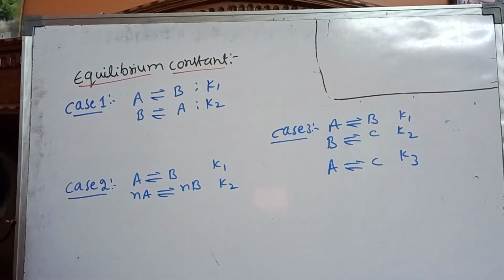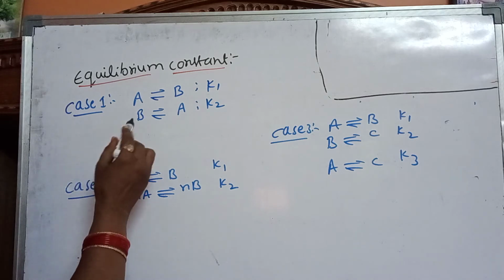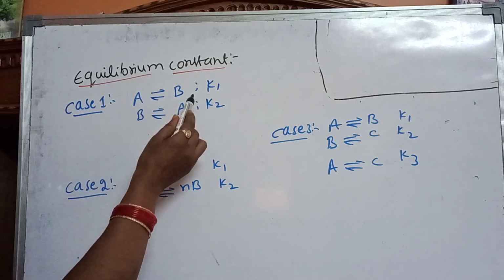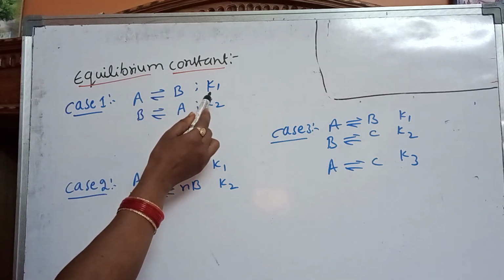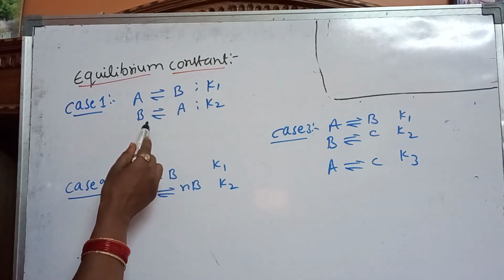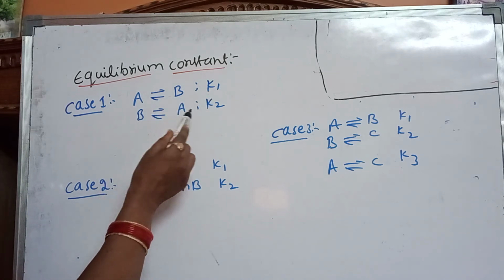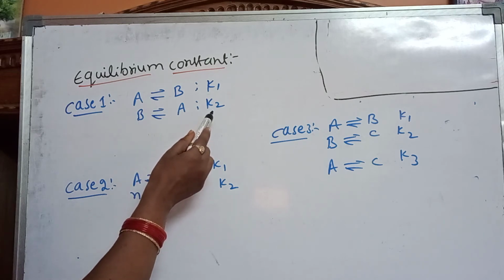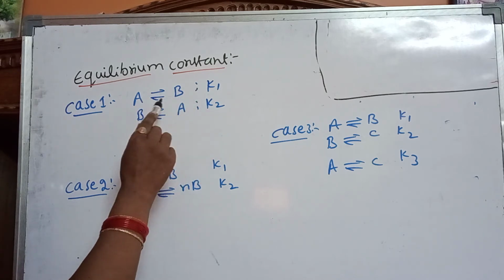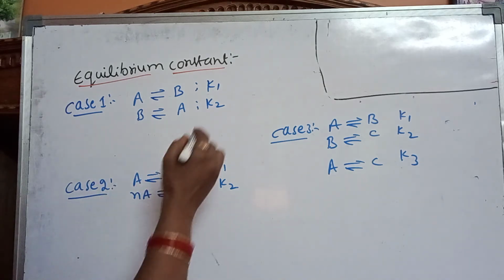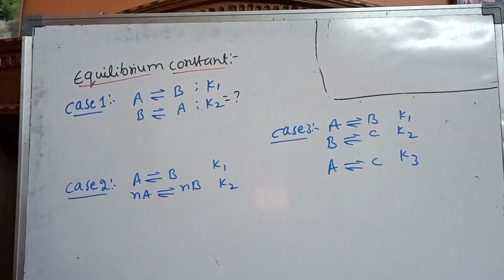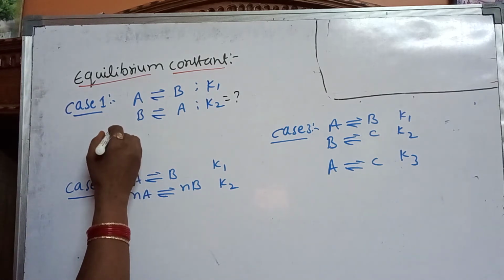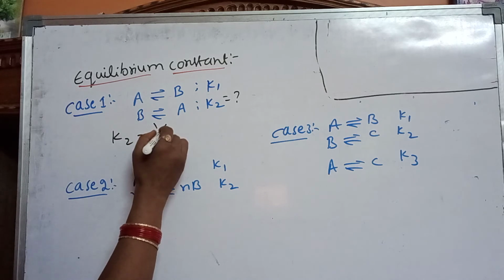Now the relations between equilibrium constants. In this case, A gives B, and for that reaction the equilibrium constant is K1. And next, B gives A, for which the equilibrium constant is K2. So what is the relation between these two? We can write K2 is equal to 1 by K1.